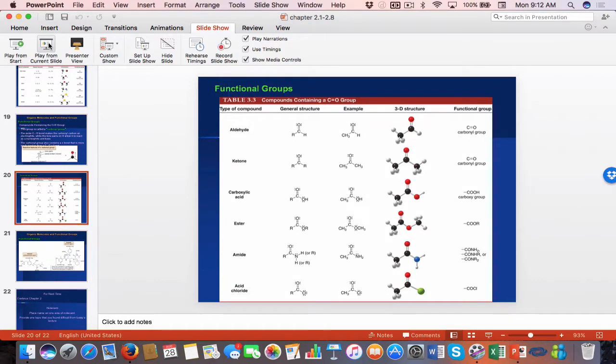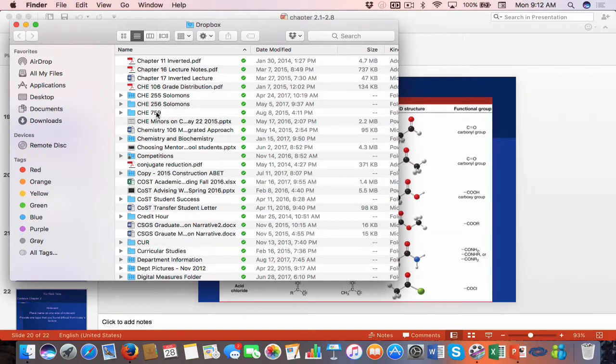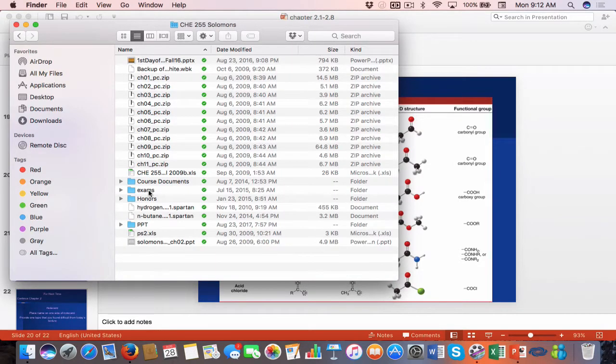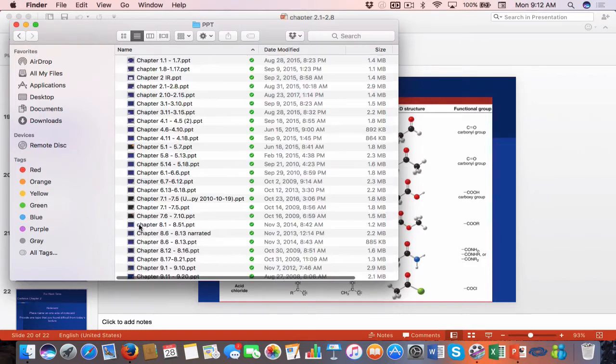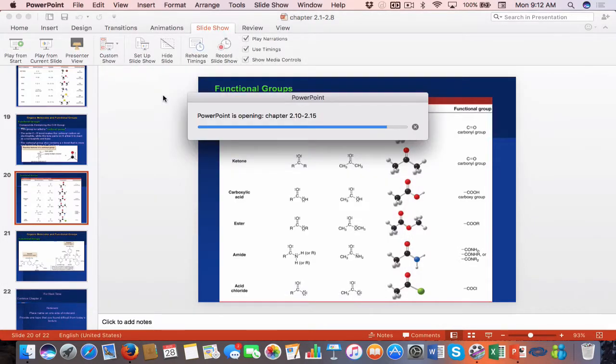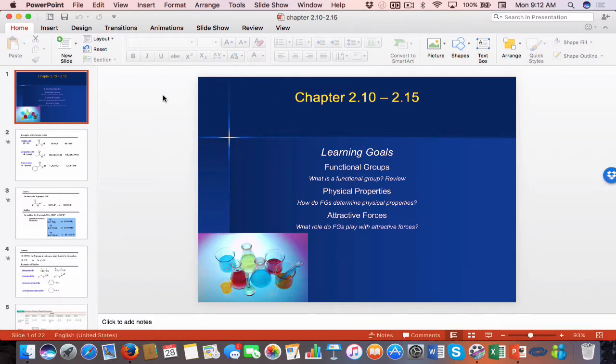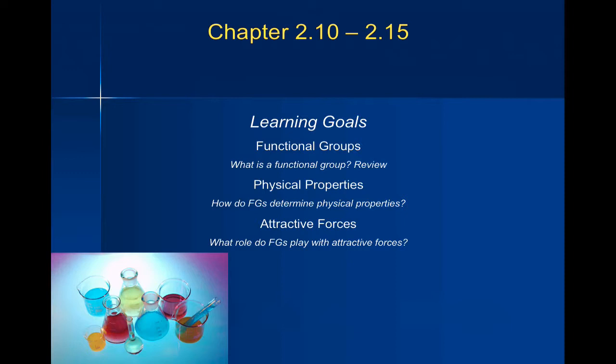So that finishes up what we should have gotten to last time. We had just a couple of slides that we didn't get to. And so today we're going to continue on into Chapter 2. And today we're going to continue talking about functional groups.